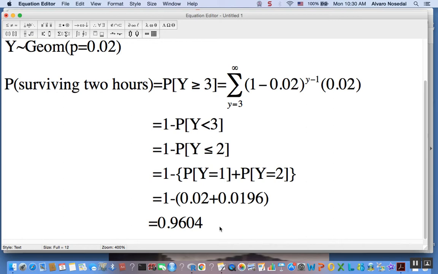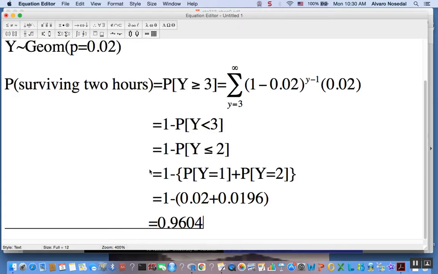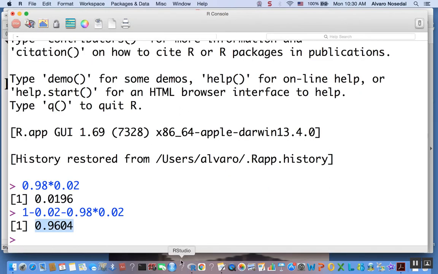So we did it by hand, just using the expression of the probability mass function and some properties of probabilities, the complement. Now we can do these calculations directly using R, but we have to be careful, because it turns out that the geometric random variable in R, well, the probability mass function looks slightly different because it refers to a different random variable.